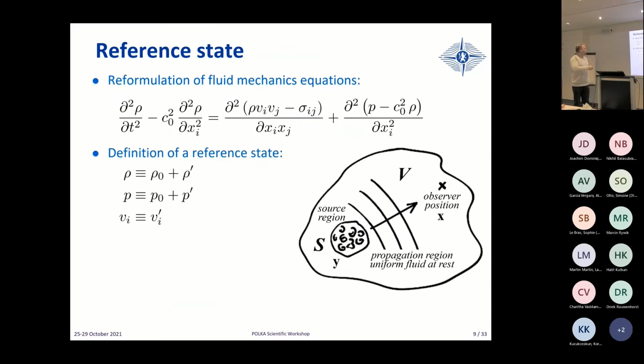Same game as before, we just define a reference state that will be conveniently defined with respect to the propagation medium. So there we assume we have a mean density rho 0, a mean pressure P0, and a mean velocity equal to 0, because again, this is acoustic propagation in the medium at rest. And if this P0 and rho 0 are uniform and constant, they will automatically drop from the time and space derivative that you have. Okay?